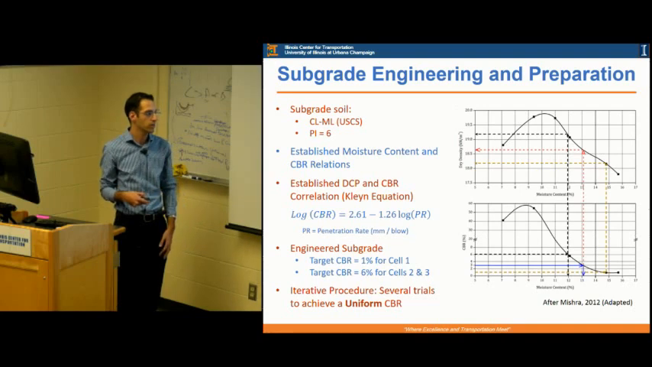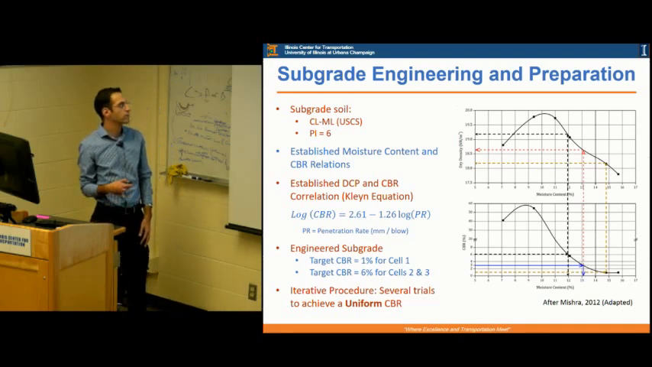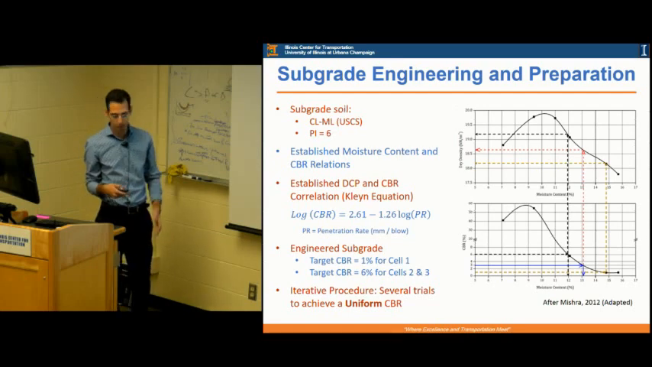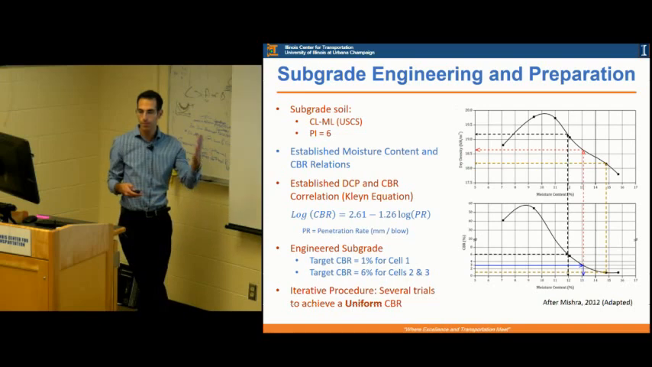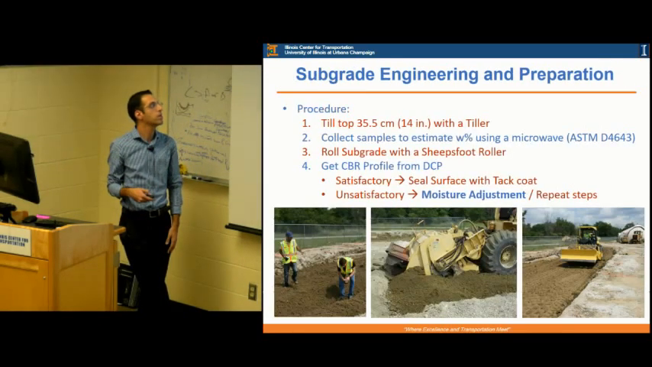So we need to target those moisture contents in the field in order to be able to get the CBR values that we're engineering. And also we have some established DCP, which is the dynamic cone penetrometer, and CBR correlations by some empirical equations that correlate the penetration rate of the DCP to the CBR. And we were using these to investigate the CBR profiles that we're getting at different points.